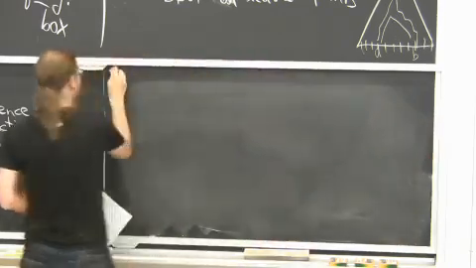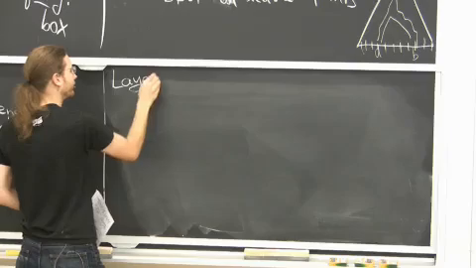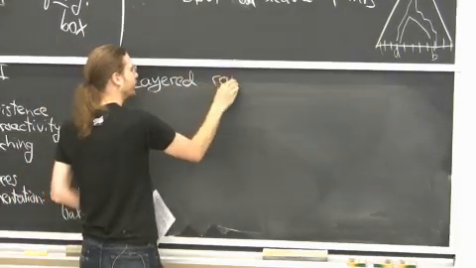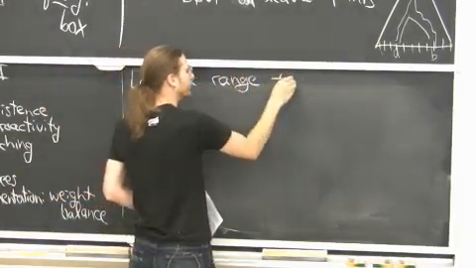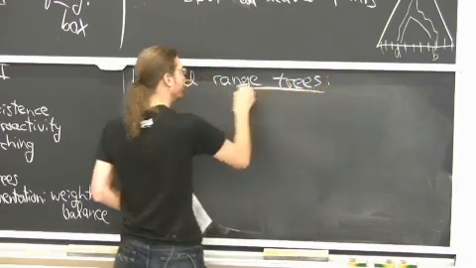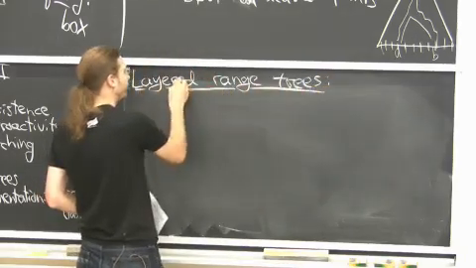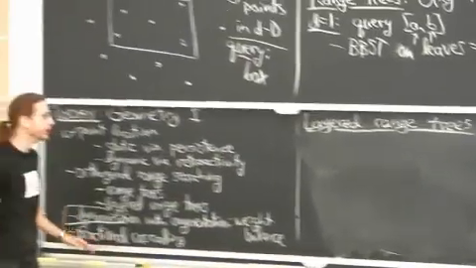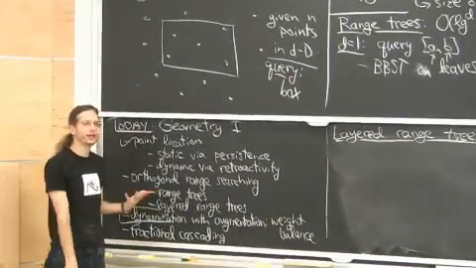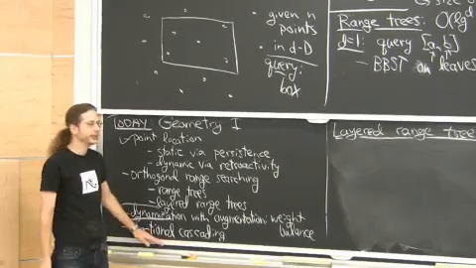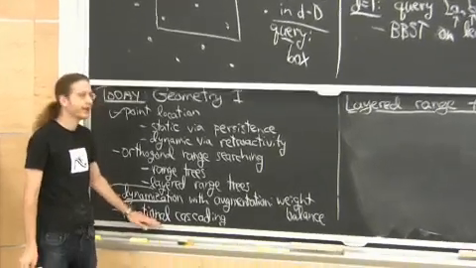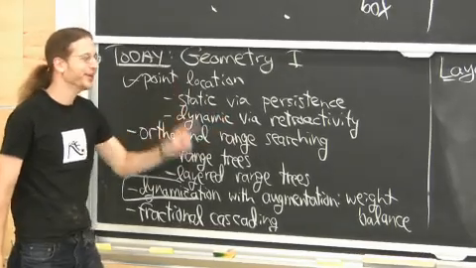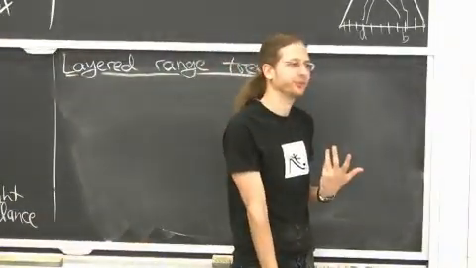This is an idea called layered range trees. It's also sometimes called fractional cascading, which is the technique we're going to get to later. I would say it involves one half of fractional cascading. Fractional cascading has two ideas, and the one that it's named after is not this idea. So idea one is basically to reuse searches.